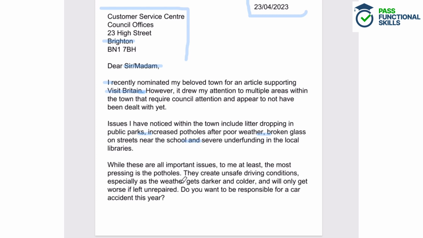We've also got a question mark that has been used to ask a persuasive rhetorical question. So we're trying to persuade the council that they need to make some changes. So we've asked, do you want to be responsible for a car accident this year? And we've appropriately used a question mark at the end of that question.